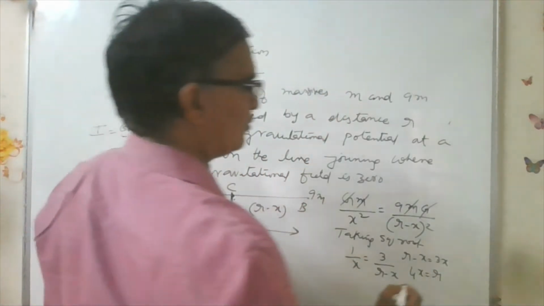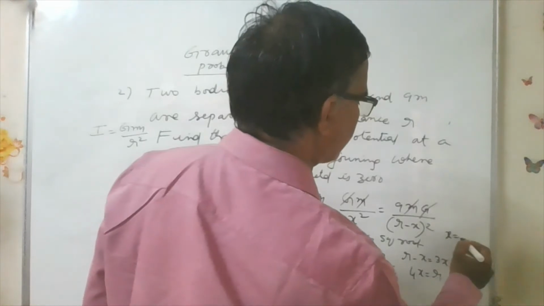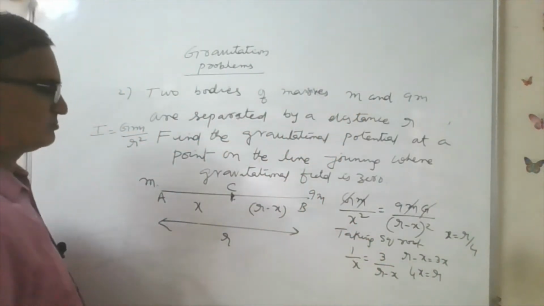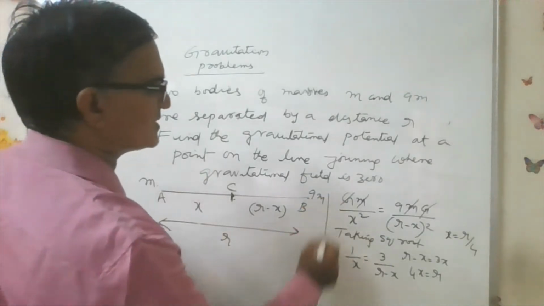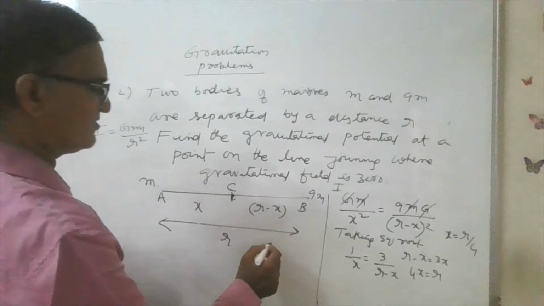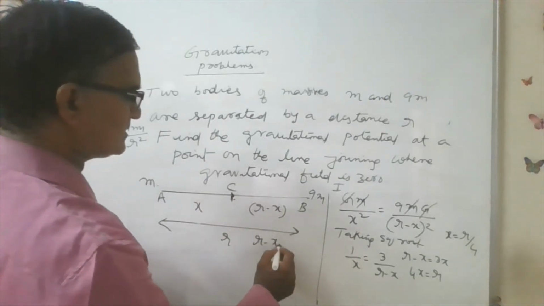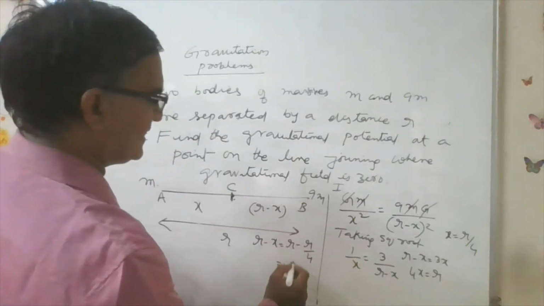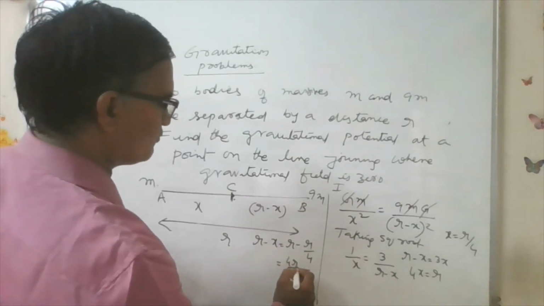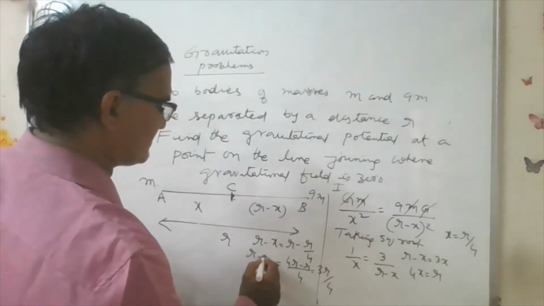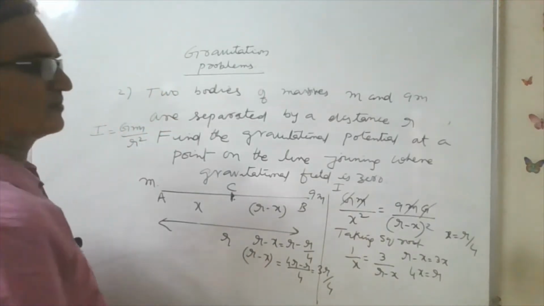Okay, now what you got? x is equal to r by 4. Now this is the first part. Now x is equal to r by 4 means, what is r minus x? r minus r by 4, that is, taking LCM 4, 4r minus r, that is 3r by 4. The r minus x value is 3r by 4.